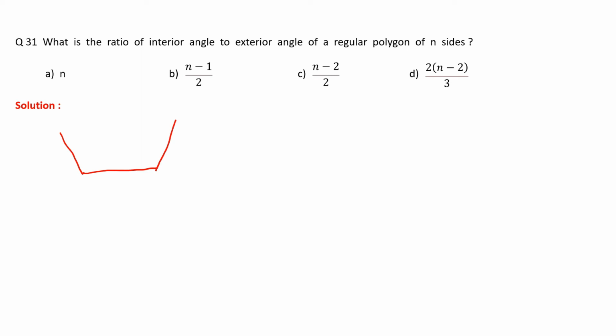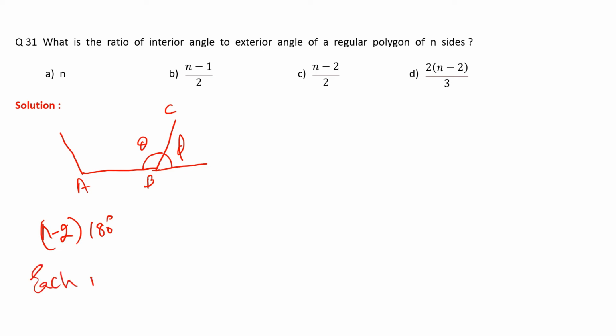Now it is talking about interior angle and exterior angle. Now exterior angle is formed when we produce any of its sides. Now this is going to be exterior angle. I'm calling it phi, and this is going to be interior angle. Now we know that for a polygon of n sides, the sum of all the interior angles is going to be (n minus 2) into 180 degrees.